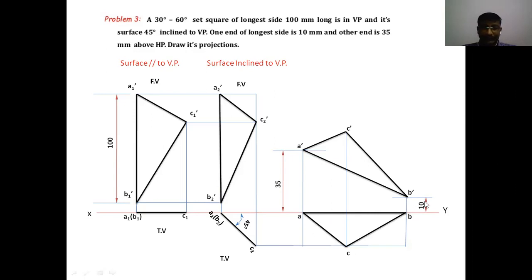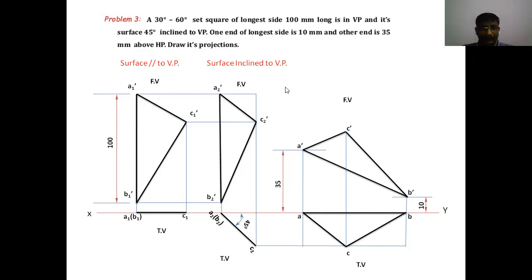and the condition follows with one end of the long ridge 10 mm above HP and another end 35 mm above HP. This is the final stage top view. This is the final stage front view. This is the second stage front view, second stage top view. This is the front view, final stage front view. This is the top view.